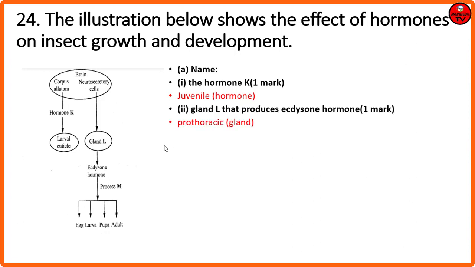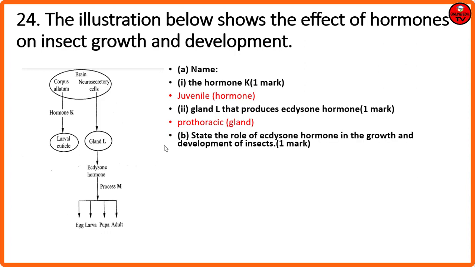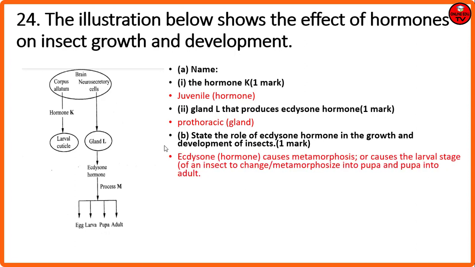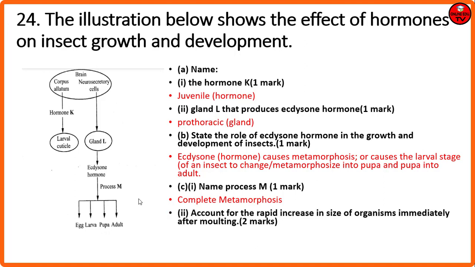Gland L that produces ecdysone hormone is the prothoracic gland. State the role of ecdysone hormone in the growth and development of insect. Ecdysone hormone causes metamorphosis, or causes the larval stage of an insect to change, that is, to metamorphose into pupa and pupa into adult. Name process M, from egg to larva, pupa, and adult. That is complete metamorphosis.